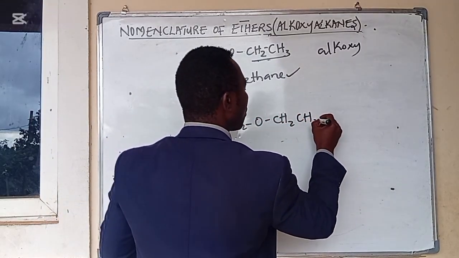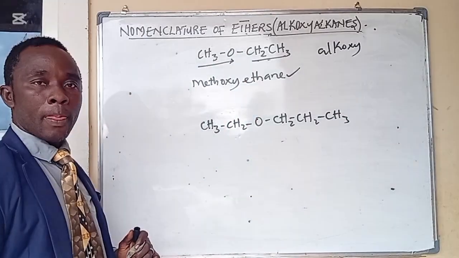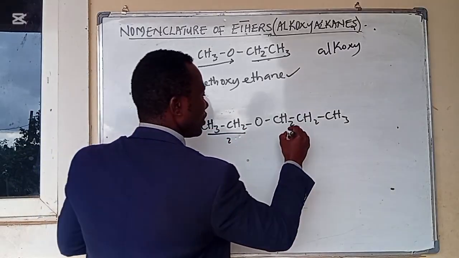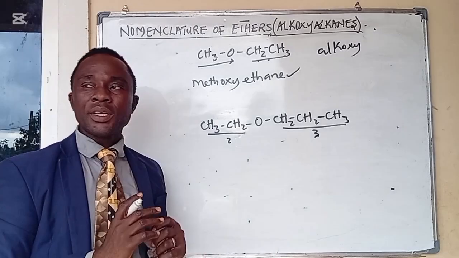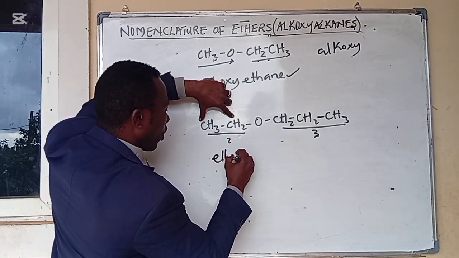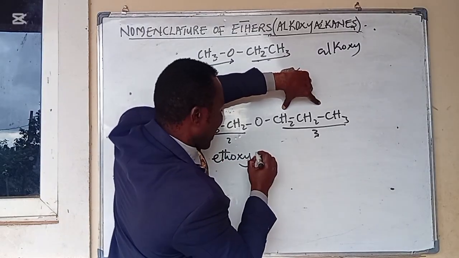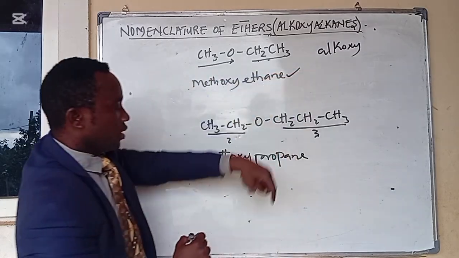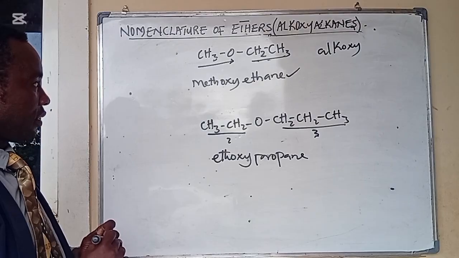Now, having understood this, we can also name this CH3, CH2, O, CH2, CH2, CH3. Which is the alkoxy? This one has 2 carbons. This one has 3 carbons. The one that has smaller carbon should be the alkoxy. So this is 2 carbon, that is ethoxy. The larger carbon, which is 3, will now be the alkane, which is propane in this case. So that is how to name it.